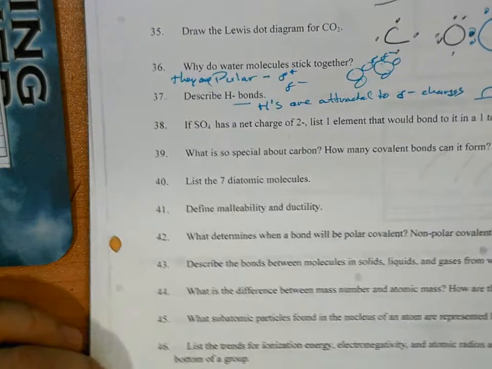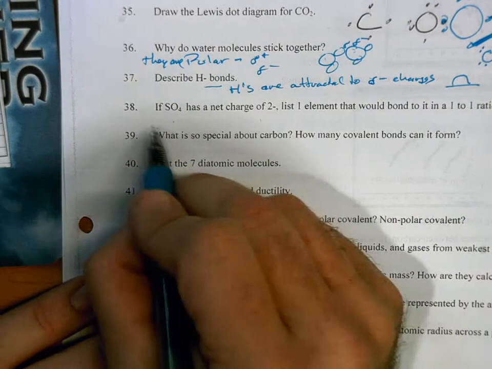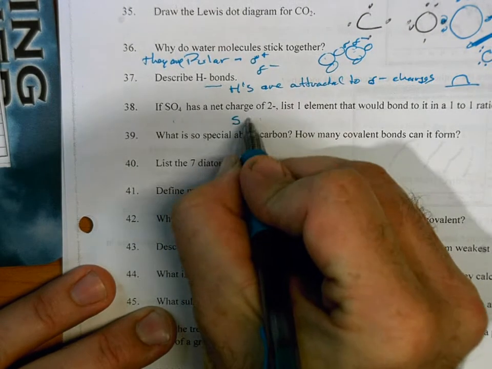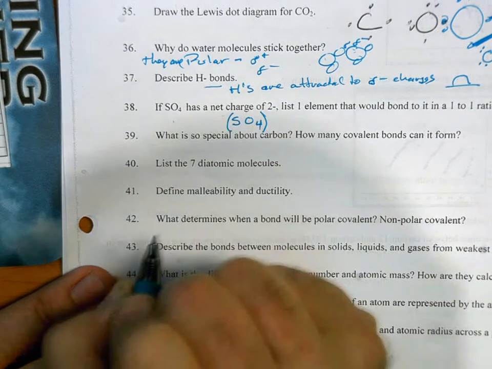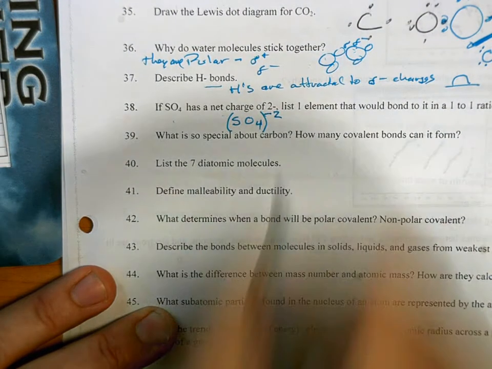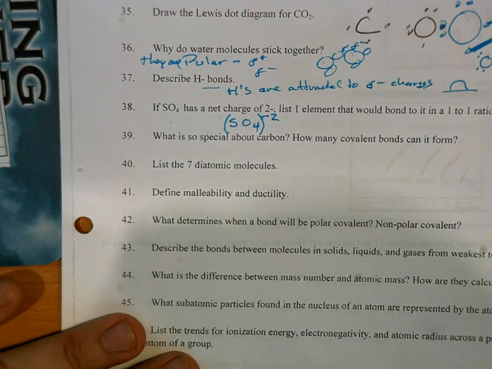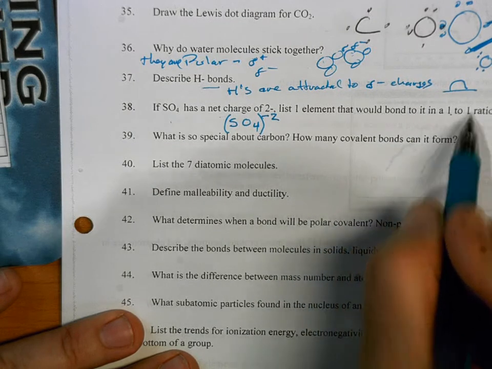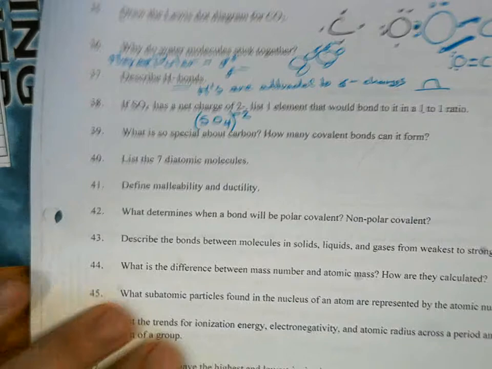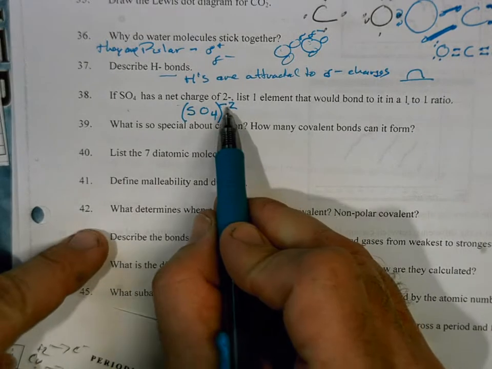Number 38. If SO4 has a net charge of -2, now SO4 is a polyatomic ion. So I'm going to put parentheses around this to show it's going to stick together, and we're saying it has a -2 charge. So it becomes an anion there. List one element that would bond to it in a 1-to-1 ratio. So let's come back over here. -2 is our charge.